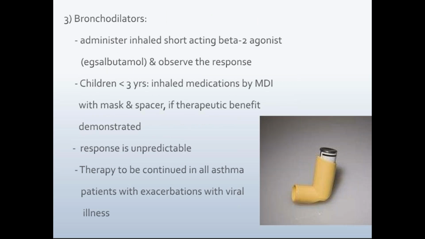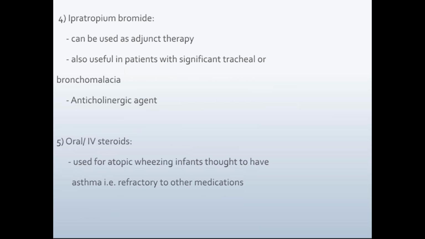Bronchodilators we already discussed. The first thing we administer is beta 2 agonist and observe the response. Children less than 3 years, give with a mask and spacer. Mask should be there because the child is unable to coordinate without a mask. And if therapeutic benefit is demonstrated, therapy to be continued in all asthma patients with exacerbation with viral illness. Ipratropium bromide, this is an anticholinergic drug. This is also used as a bronchodilator along with your SABA, that is short-acting beta-2 agonist.